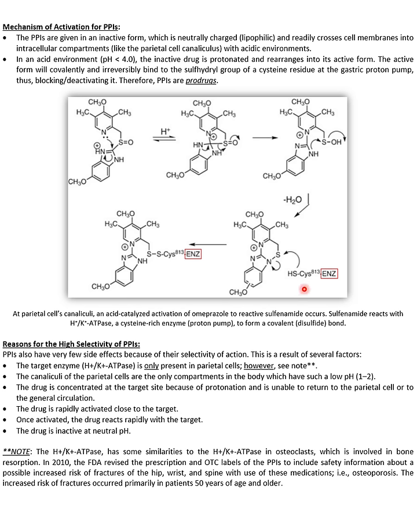I should also mention that this enzyme, the proton pump, the proton potassium ATPase, is rich with cysteine. So for this molecule, which I believe is omeprazole, it binds to the 813 cysteine, but other proton pump inhibitors can bind to other cysteine residues.